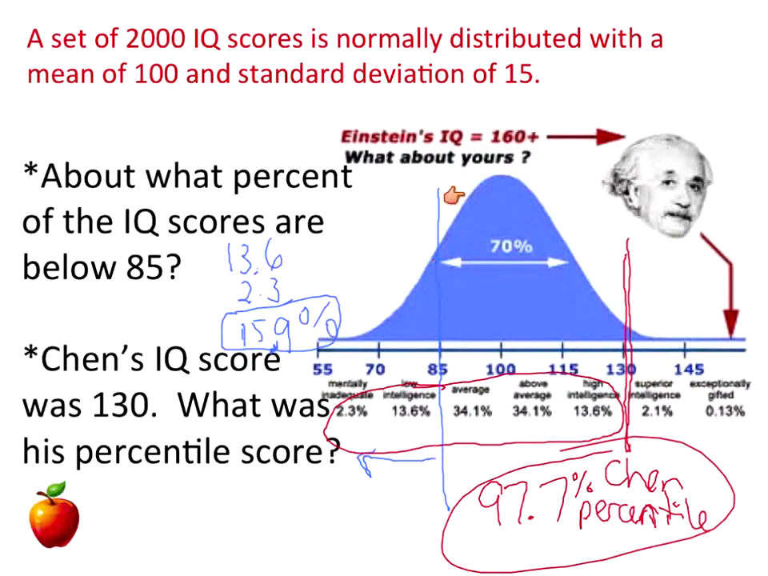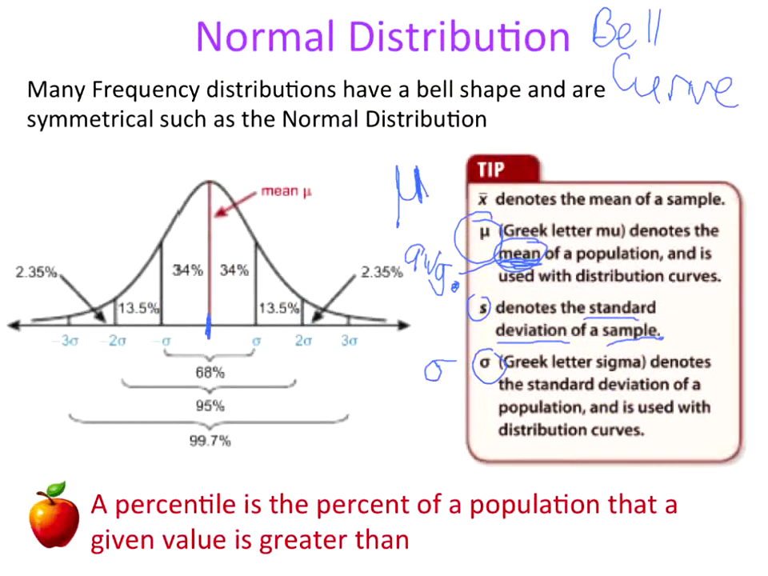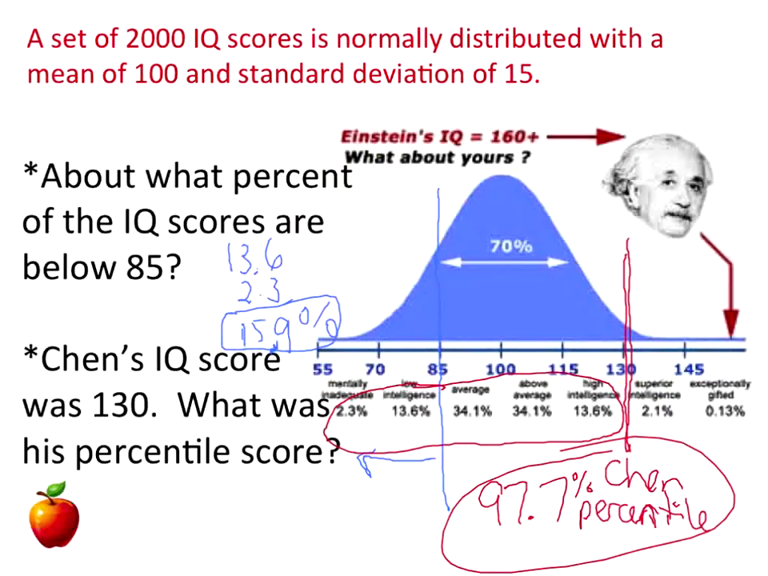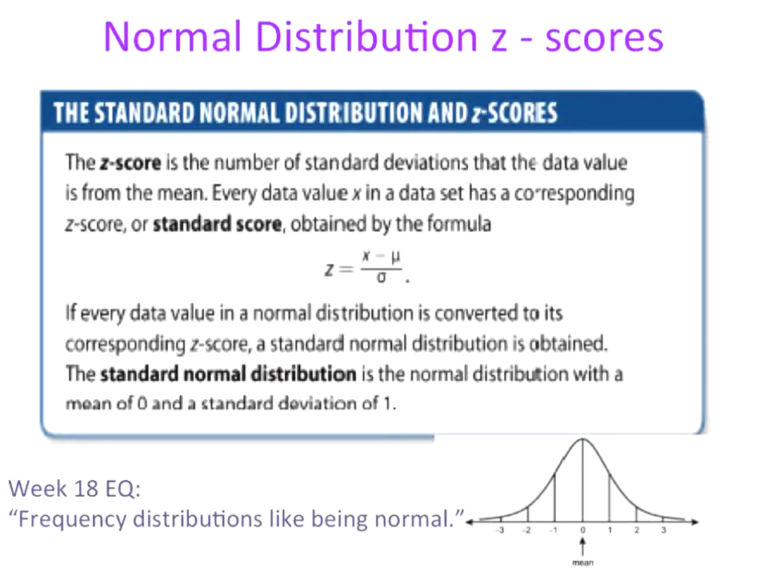So bell curve is a name for it, normal distribution. What were our other vocabulary words? Bell curve, normal, okay, all those things. So take a quick second. Here is your week 18 essential question response, which is just a quick phrase. It says frequency distributions like being normal. It's like a play on words, reminding you that frequency distributions have a normal distribution, which is our bell curve. Thanks, Nicole. Glad you could jump in.